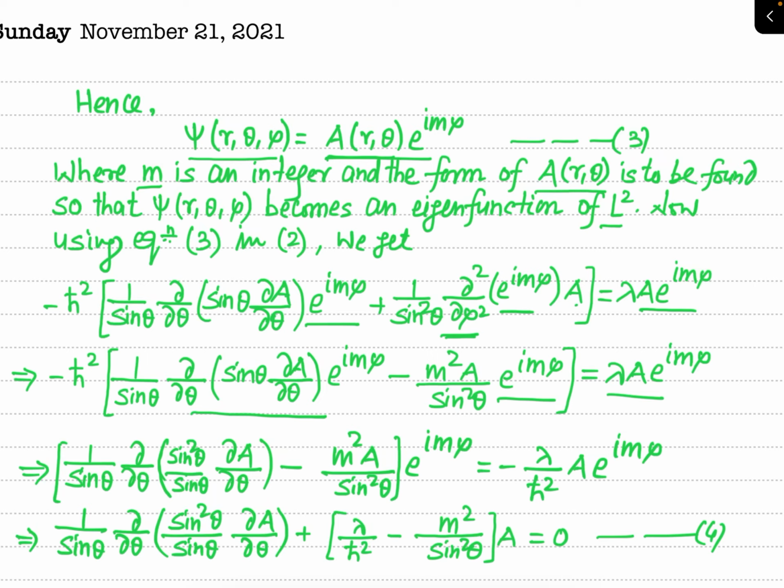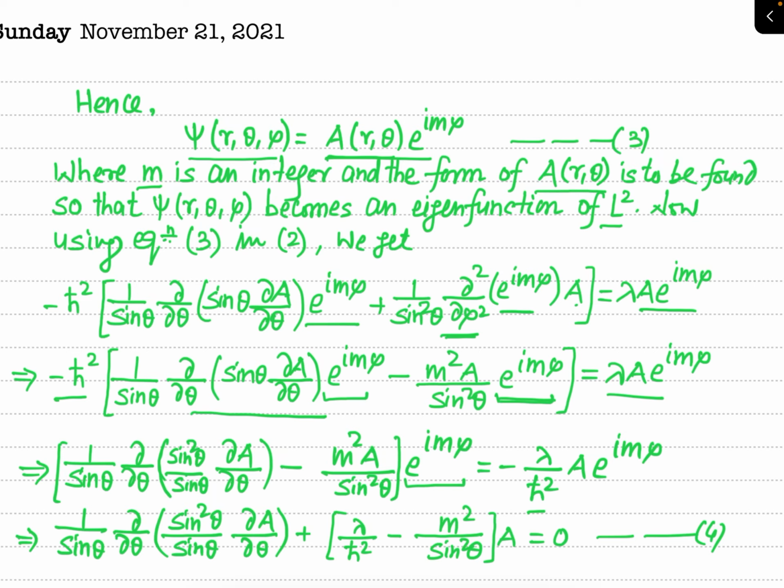Now, by this factor minus h bar square, you can see I have divided the RHS by this factor. So here there is minus lambda over h bar square. And as you can see inside this square bracket, this factor e raised to the power i m phi is present in both terms. So I have taken this factor e raised to the power i m phi as a common factor and nothing else. So you can understand this step.